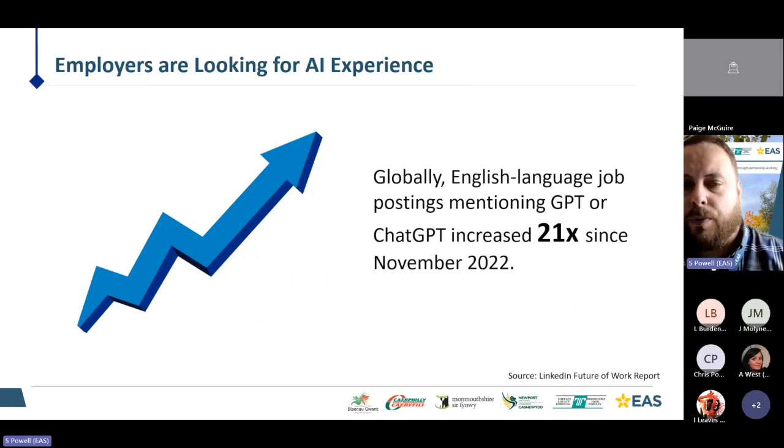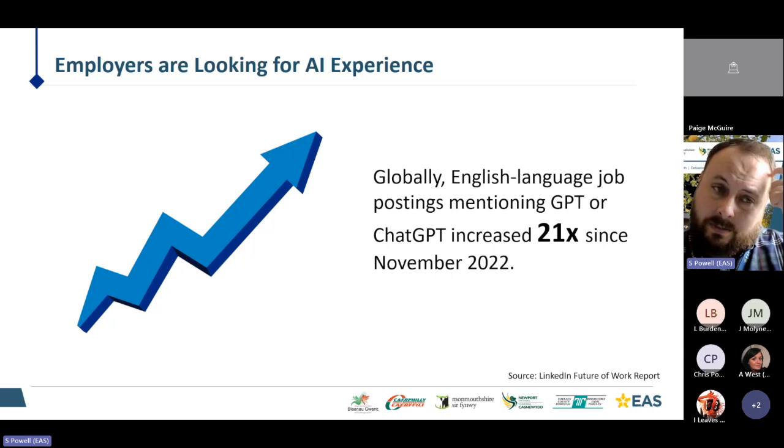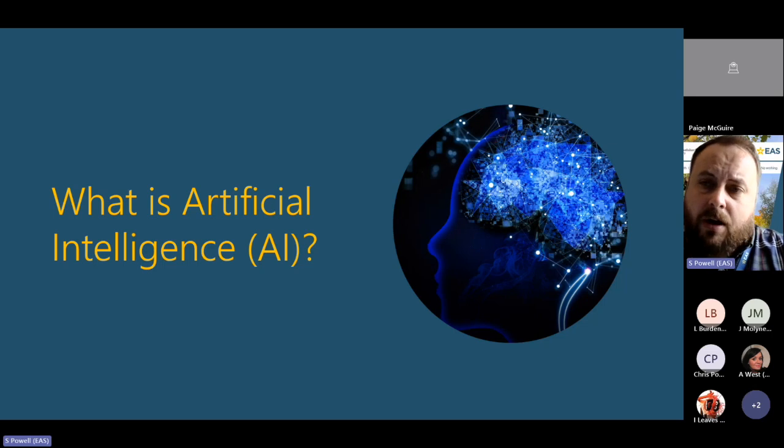And the LinkedIn Future of Work report has identified that English language job postings mentioning GPTs or ChatGPT have increased 21 times over since November 22. So a huge amount of employers now, big companies, are looking at artificial intelligence skills. And moreover, it's quite important to note that a lot of these big companies now are investing billions and billions and billions of pounds into developing AI systems that are going to support their workflow as well. So that's a little bit of background around why it's important.